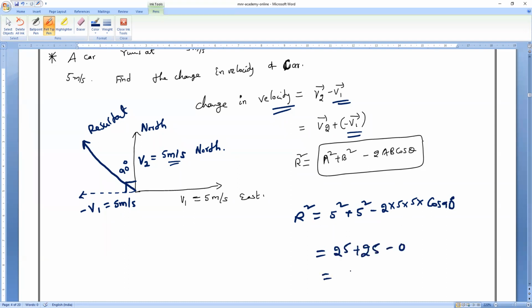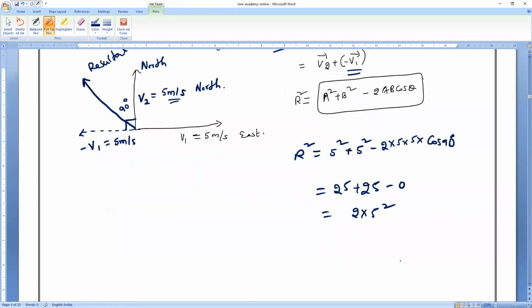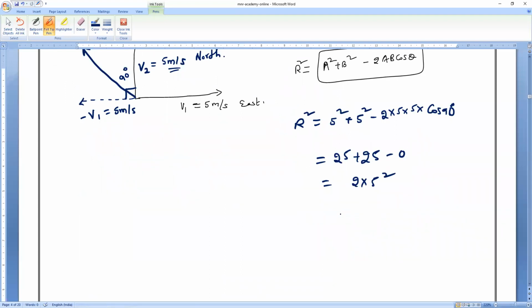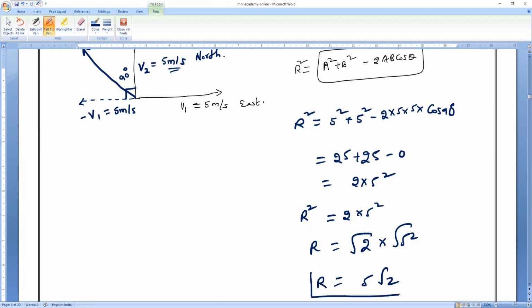So which is equals to how much? 5 square plus 5 square. So can I write it as 2 into 5 square? Is it right? So R square is equals to this one. So now R is equals to, how much will it come? Root 2 into root 5 square, which is equals to 5 root 2. Is it right or wrong?